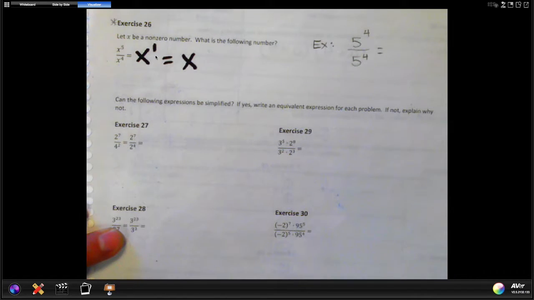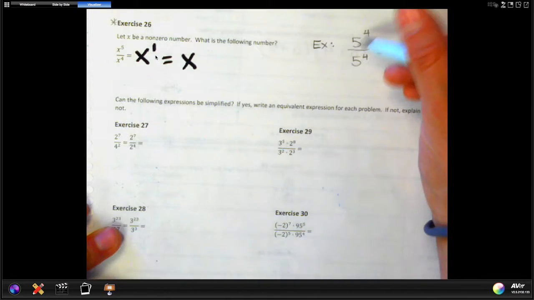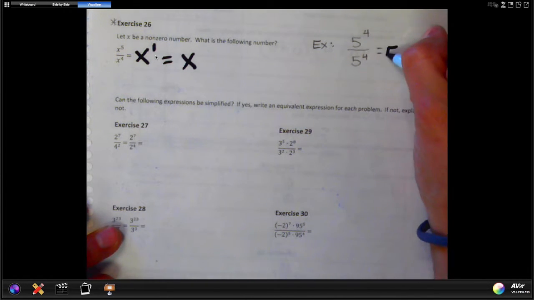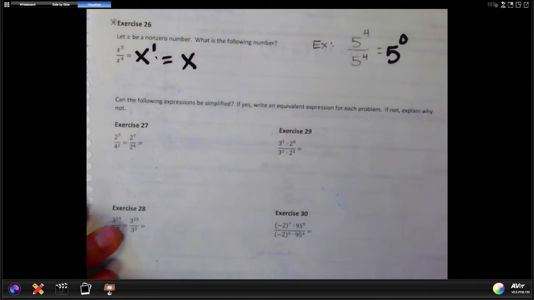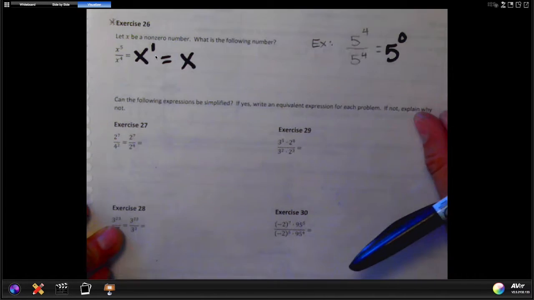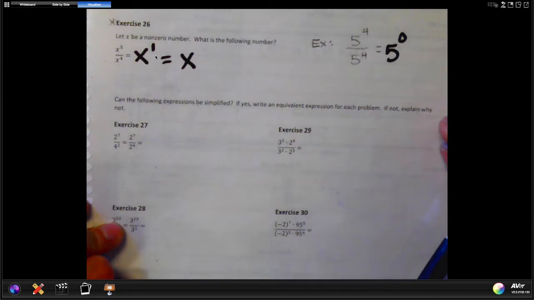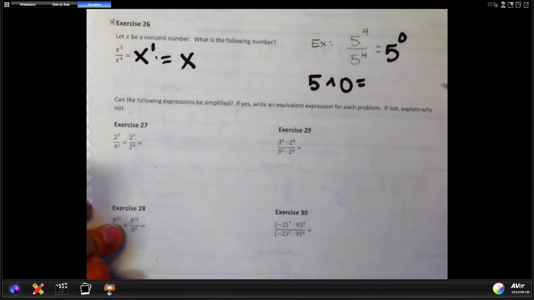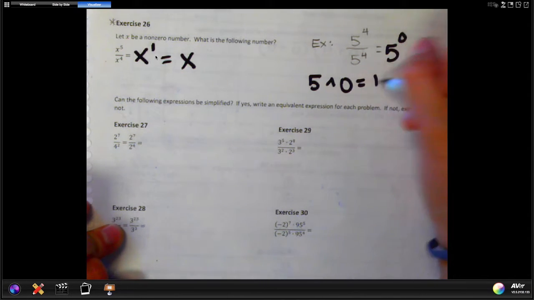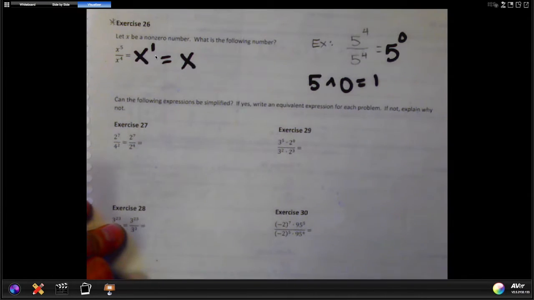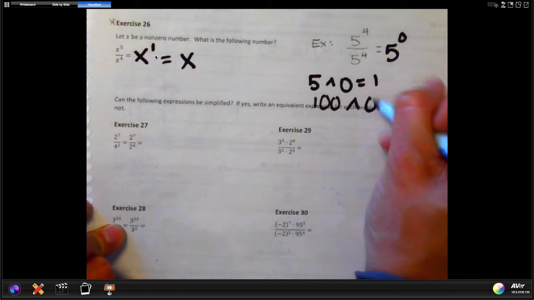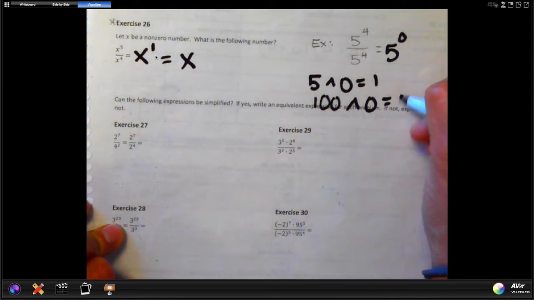Now, something that I want to make sure we address here is 5 to the 4th over 5 to the 4th. Okay, so we're going to keep our base of 5, and 4 minus 4 is obviously 0. But this is not really the answer that we're looking for. If you type that in your calculator, 5 caret 0, you'll find out that that actually equals 1. And the same goes true if you were to do 100 caret 0. Okay, so I'm just going to do that here. 100 caret 0. If you type that in your calculator, you'll also get 1.